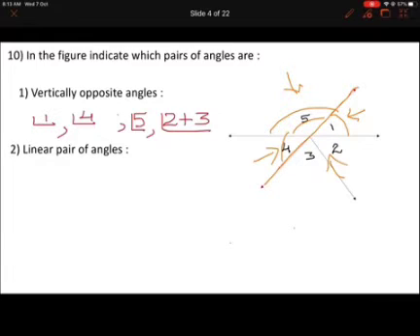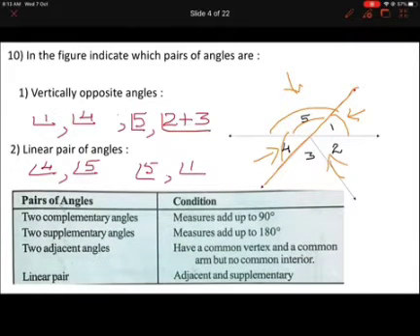Next one, linear pair, as we discussed, you have 4 and 5 and you have 5 and 1, angle 5 and angle 1. That is the next pair of linear angles. Okay, now please check this. By now I think you're all thorough with the definitions for all the pairs of angles.